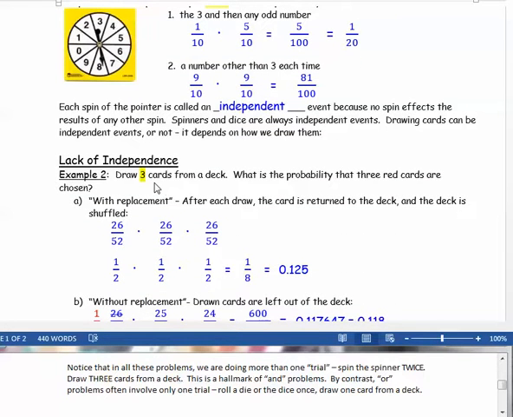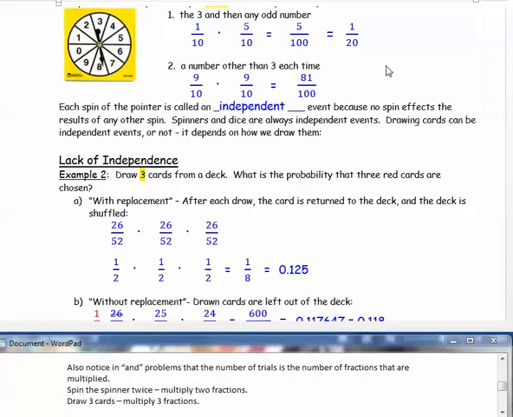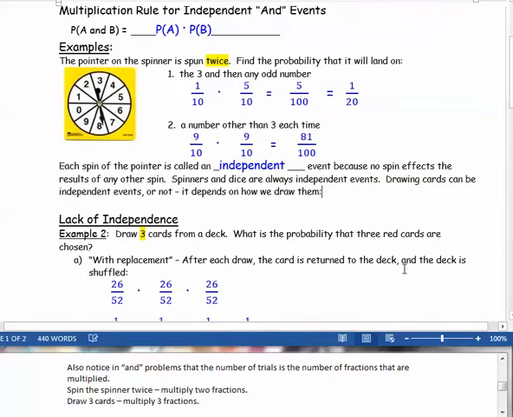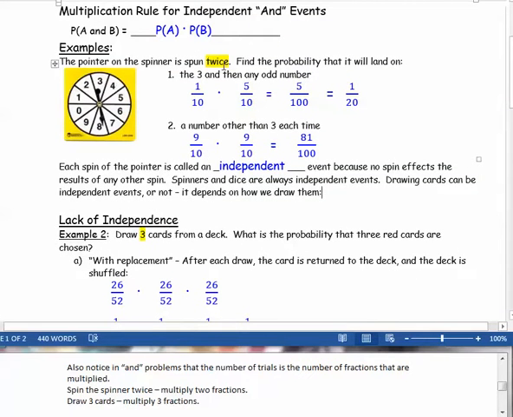This is a hallmark of AND problems. By contrast, OR problems often involve only one trial. Roll a die, or the dice, once. Draw 1 card from a deck. Also notice in AND problems that the number of trials is the number of fractions that are multiplied. So if we spin the spinner twice, we multiply 2 fractions together. If we draw 3 cards, we multiply 3 fractions together.